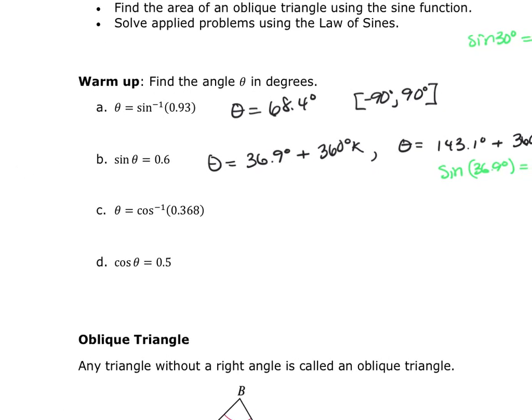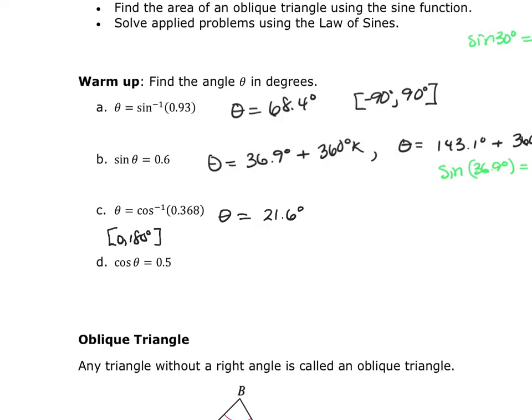C is similar. So C, they're asking me using only the fact that cosine is defined in the interval between 0 and 180 degrees. That's it. That's all you get. So if I'm doing the angle, the cosine inverse of 0.368, then the only answer I'm going to get is 216 degrees. I don't do anything coterminal to it because it's only defined in that interval between 0 and 180 degrees.